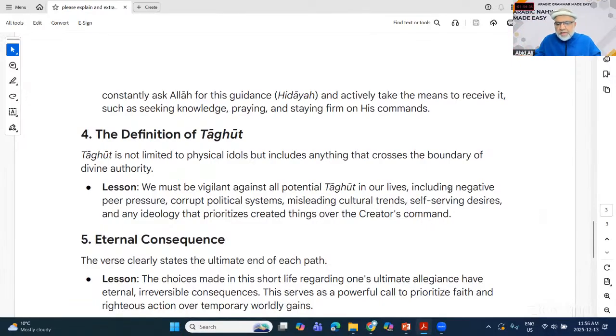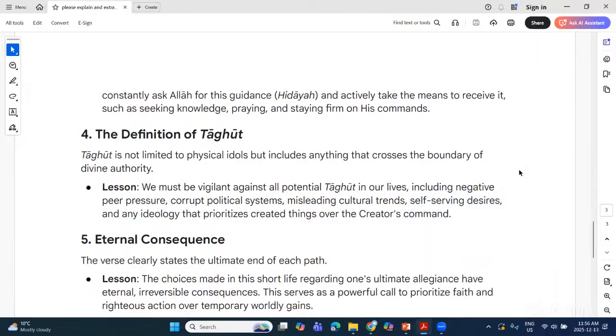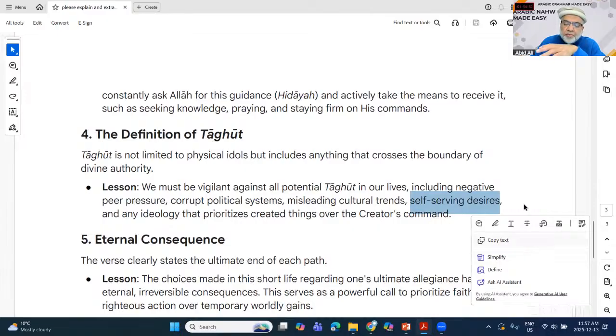These are cultural trends, self-serving desires. Do we have a lot of desires every day which can contradict the teaching of Islam and the do's and don'ts provided by Allah subhanahu wa ta'ala and His Prophet? We do. Yes, we do. Every day it's a struggle. The moment we wake up, the moment we go back to sleep, life is full of tests.